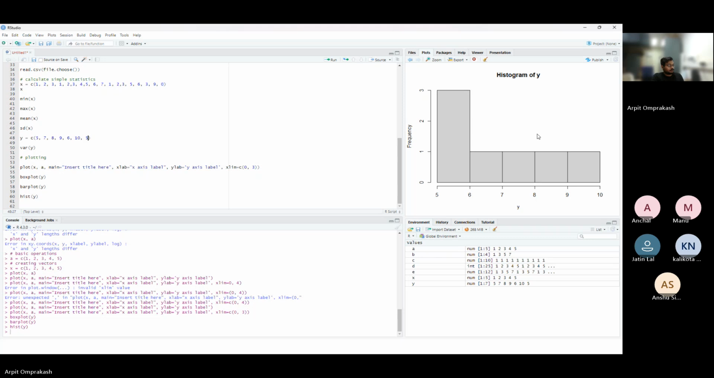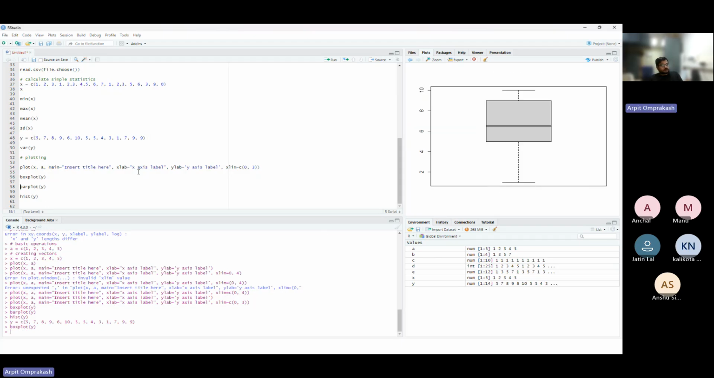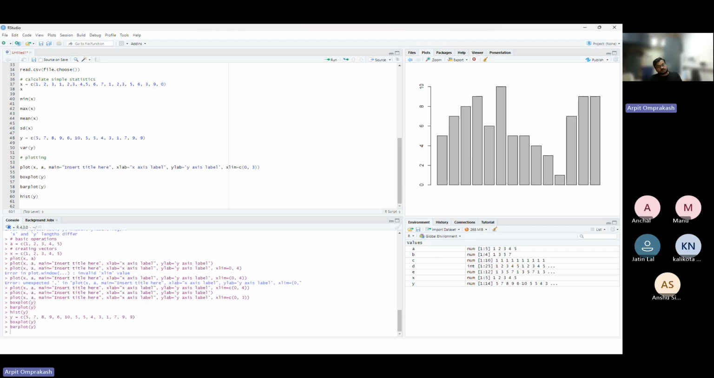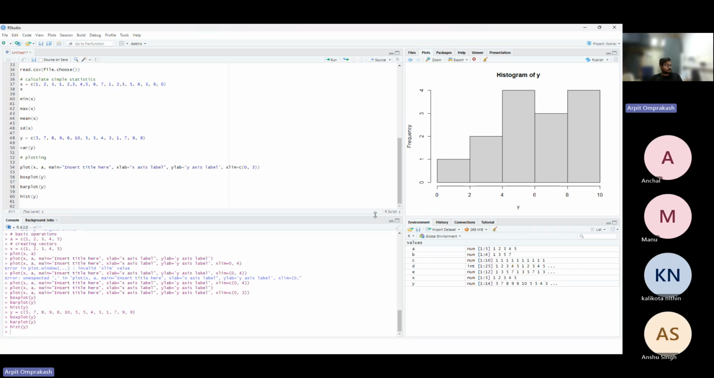I've had to add a few numbers here. And I run it again. When you plot the box plot, you see that it has changed because now we have added more values around 1, 2, 3. The bar plot looks different because of the new values we added. And the histogram has changed. Now we have values from 0 to 10, and this is how they're distributed.